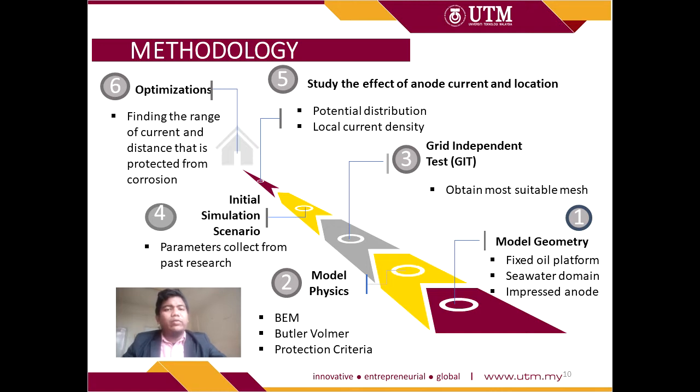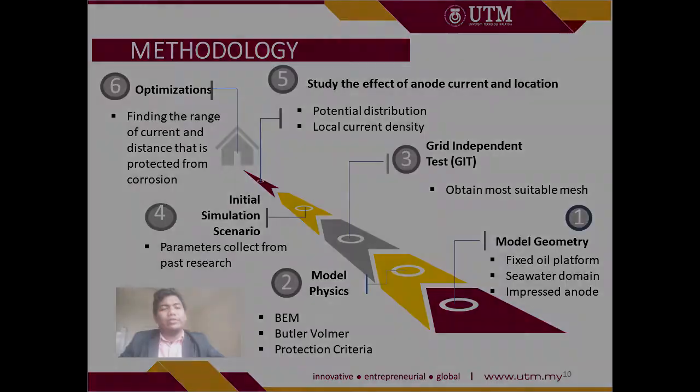First, develop the model geometry. Then, include the physics for the ICCP system. Then, the grid independence test is done to obtain the most suitable match. After that, the simulation is run from the collected data of past research. Upon successfully doing that, we will study the effect of anode current allocation on the potential distribution and the local current density of the platform structure. Lastly, optimization is done to find the range of current and distance that is protected from corrosion.